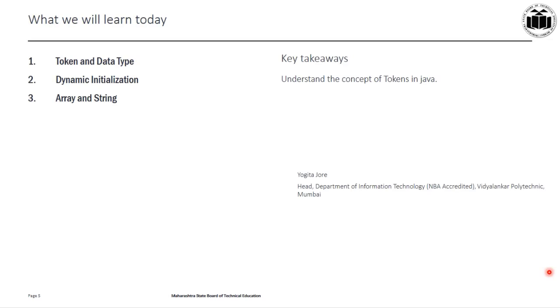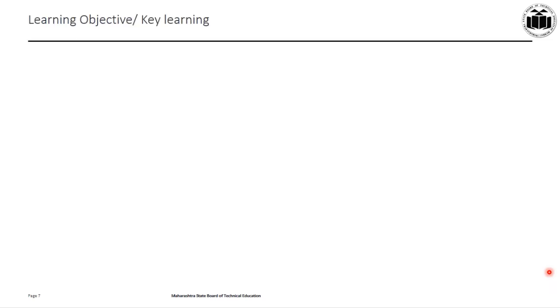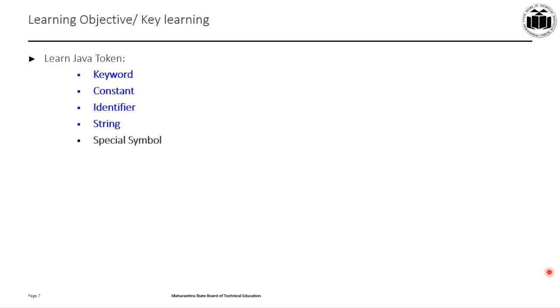What will we learn today? We will learn tokens and data types available in Java, dynamic initialization, array and string. So here is the concept map which shows tokens in Java. Here keywords, identifiers, constants, strings, special symbols and operators are examples of tokens. So the learning objective is we will learn the Java token. In that we will see keywords, constants, identifiers, strings, special symbols and operators. After that we will learn data types, dynamic initialization, and array and string.